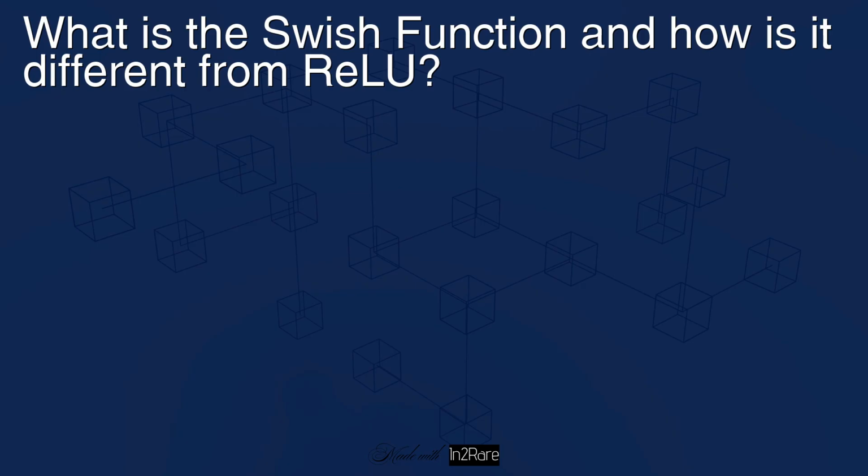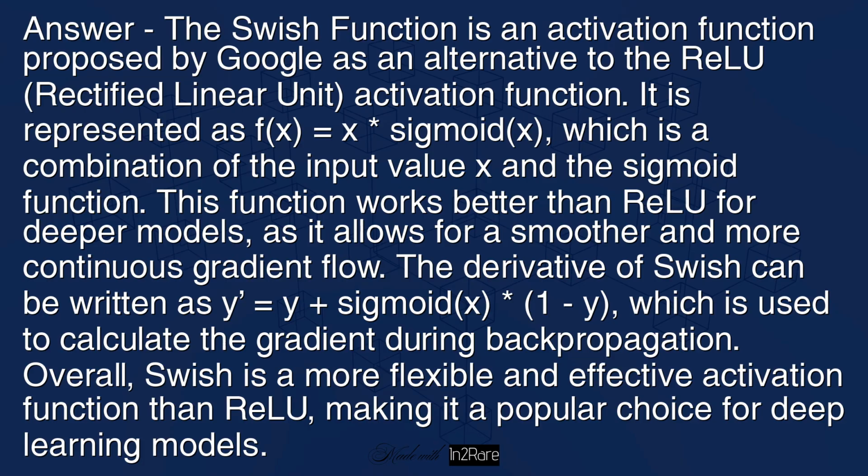What is the swish function and how is it different from ReLU? Answer: the swish function is an activation function proposed by Google as an alternative to the ReLU (rectified linear unit) activation function. It is represented as f(x) = x * sigmoid(x), which is a combination of the input value x and the sigmoid function. This function works better than ReLU for deeper models as it allows for a smoother and more continuous gradient flow.